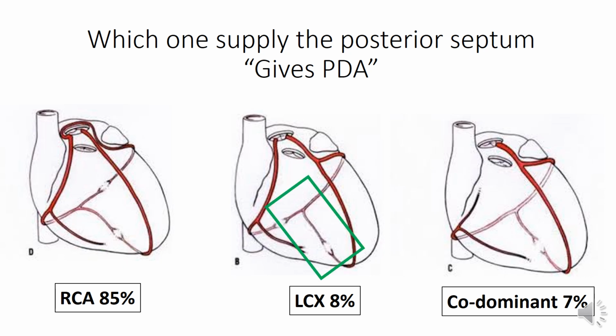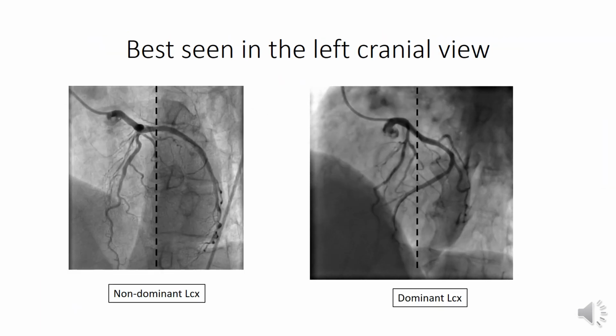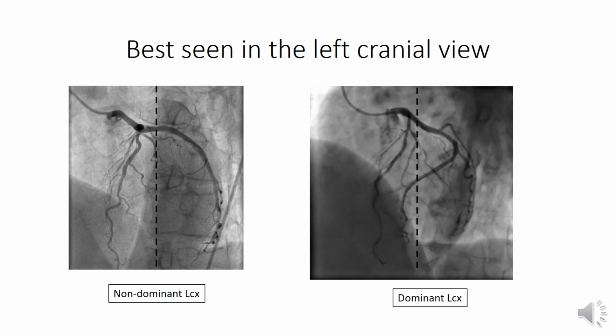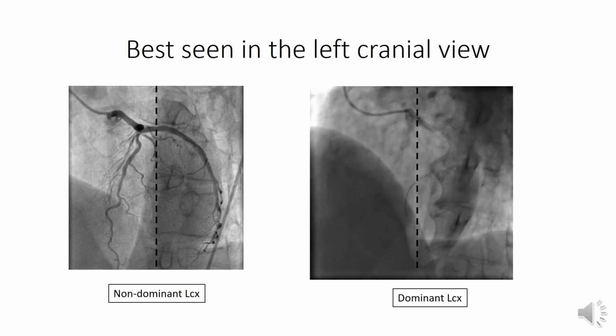In about 8% of patients, this branch comes from the terminal part of the circumflex artery, and we call it left dominant circulation. In about 7% of patients, both the circumflex and RCA give small posterior descending branches, and we call this situation a codominant circulation. So how do we assess it by angiography? The best view to appreciate which vessel is dominant is the left cranial view of the left system.